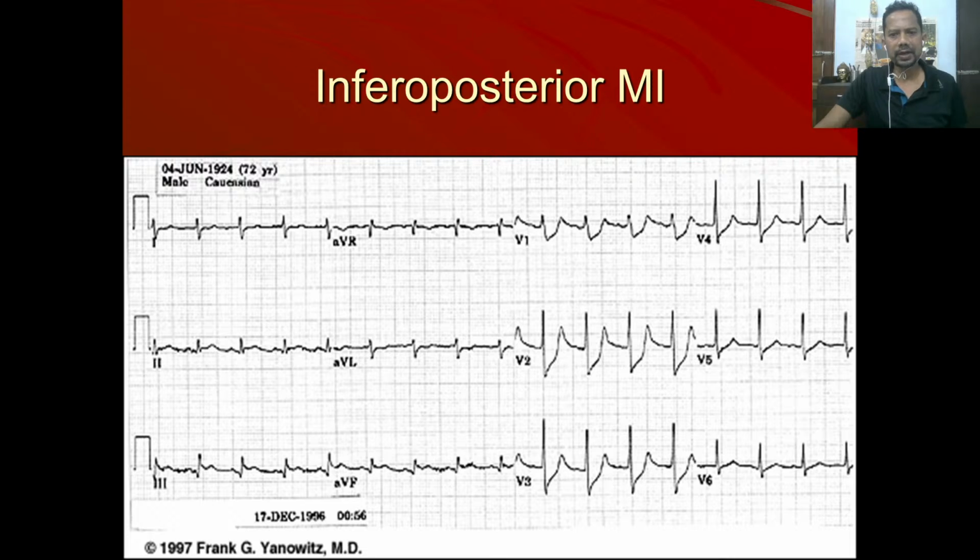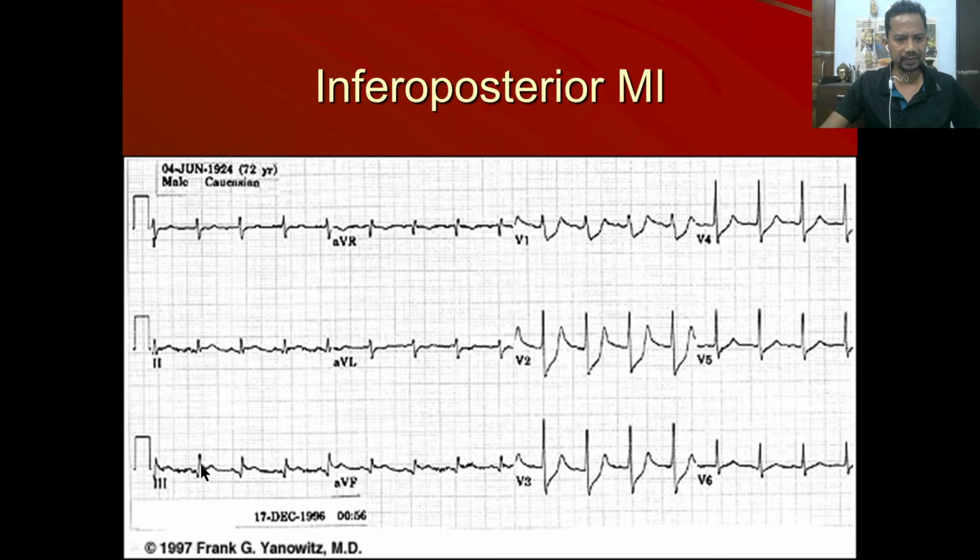Then posterior MI we have discussed. This is inferior posterior MI. Again subtle ST elevation. Don't wait for the patient to develop 2 mm rise of ST elevation and then say, now this American Association criteria is met, now I will say this is MI. That MI criteria we will meet, but you have to pick up the MI before that. That will set you apart from the others. That is how good you should be.